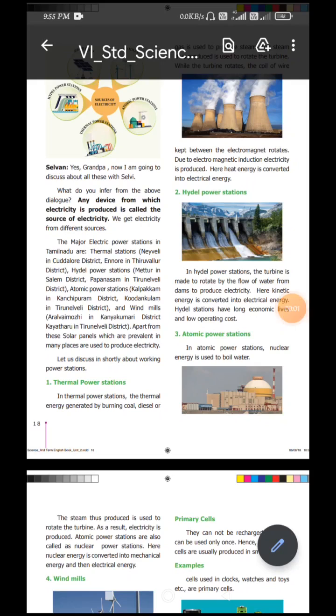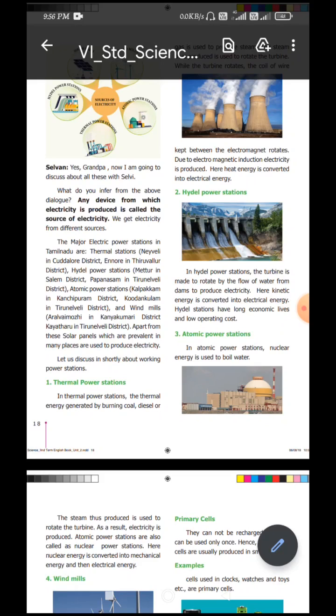The major electric power stations in Tamil Nadu are: thermal stations, Neyveli in Cuddalore district and Ennore in Tiruvallur district; hydel power stations, Mettur in Salem district and Papanasam in Tirunelveli district; atomic power stations, Kalpakkam in Kancheepuram district and Kudankulam in Tirunelveli district; and windmills, Aralvaimozhi in Kanyakumari district and Kayathar in Tirunelveli district. Apart from these, solar panels are used in many places to produce electricity.